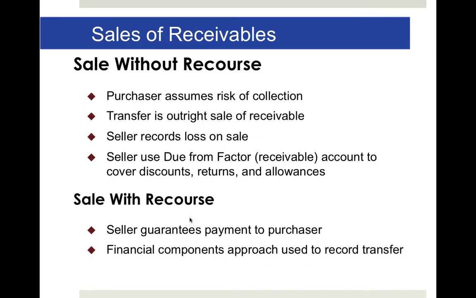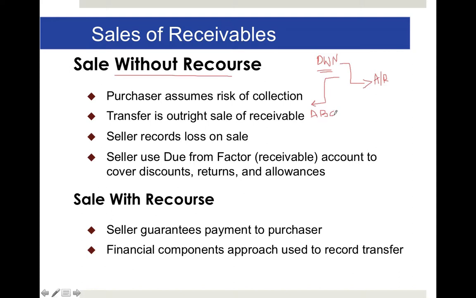When we sell the goods to our customers, we sell on credit. But when we sell the receivables to a factor, we have two conditions. One, sale of receivables without recourse. Our company is selling goods to our customer. You are the owner. You sold goods to your customer, accounts receivable, for 100,000, and sold this receivable to a factor, ABC.